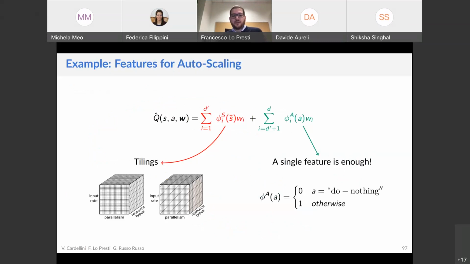And the approach we can consider for our autoscaling example consists in using tile coding for the definition of state features, while for the action-specific features, one single feature is enough, because we just need to distinguish reconfigurations from do-nothing actions. So we can just use one single feature to solve the problem. But in this way, we have divided the problem into 2 sub-problems that we can solve.